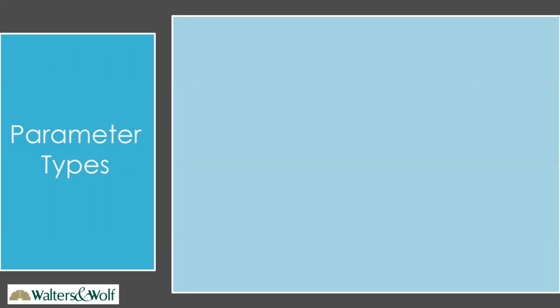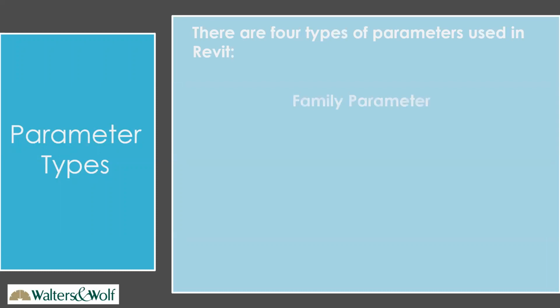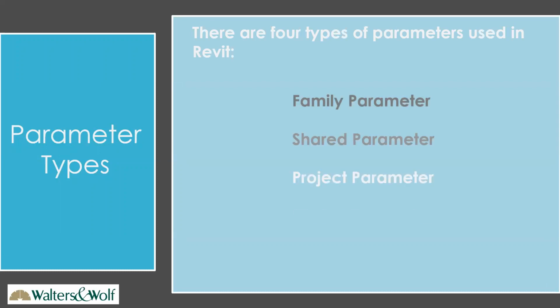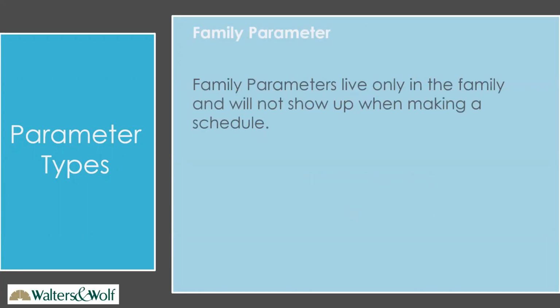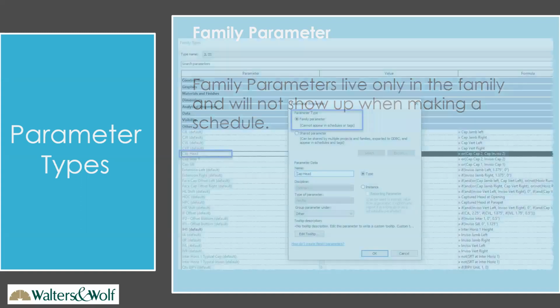So there are multiple parameter types, and not all of them work in schedules. So we have family parameters, shared parameters, project parameters, and global parameters. So you're going to hear all of these different terms. Maybe you've used them all, but not all of them necessarily show up in a schedule or are available. So the family parameter, it shows up only in the family and will not be available to be used in the schedule if it's just something that you make right there in the family.